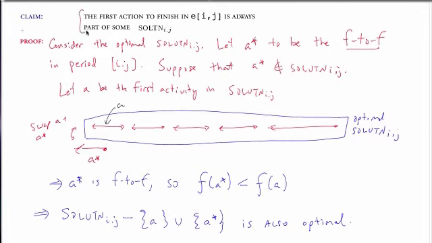Right? So what did the claim actually say? The claim said the first action to finish is always part of some solution. There can actually be more than one solution, but A star is going to be part of some solution. This is what's called an exchange argument. And it is the basic flavor of all of the greedy algorithms we're going to talk about.